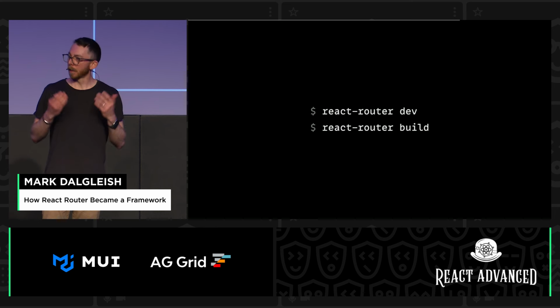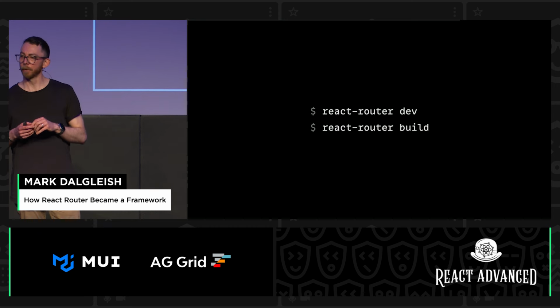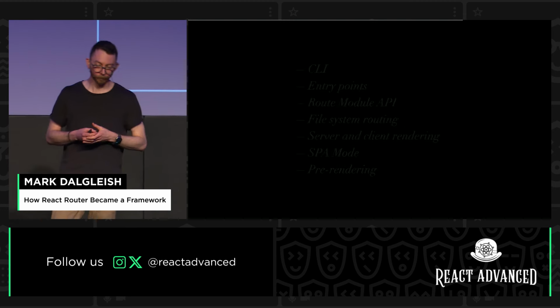As I said before, because that build orchestration layer is still needed because we don't yet have the environment API available, you do need to run React Router dev to start up your dev server and React Router build to start your build process, but this may change in the future.